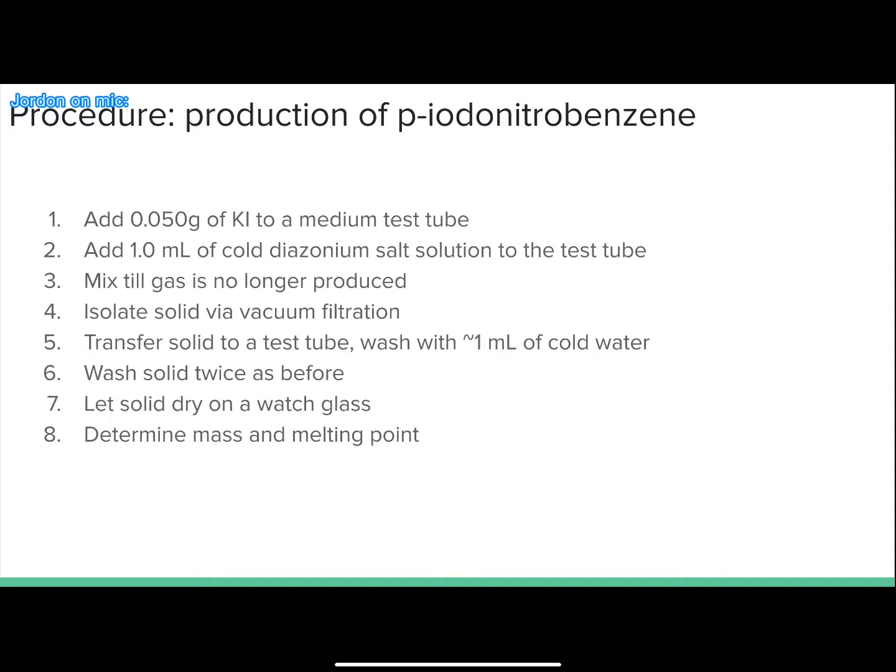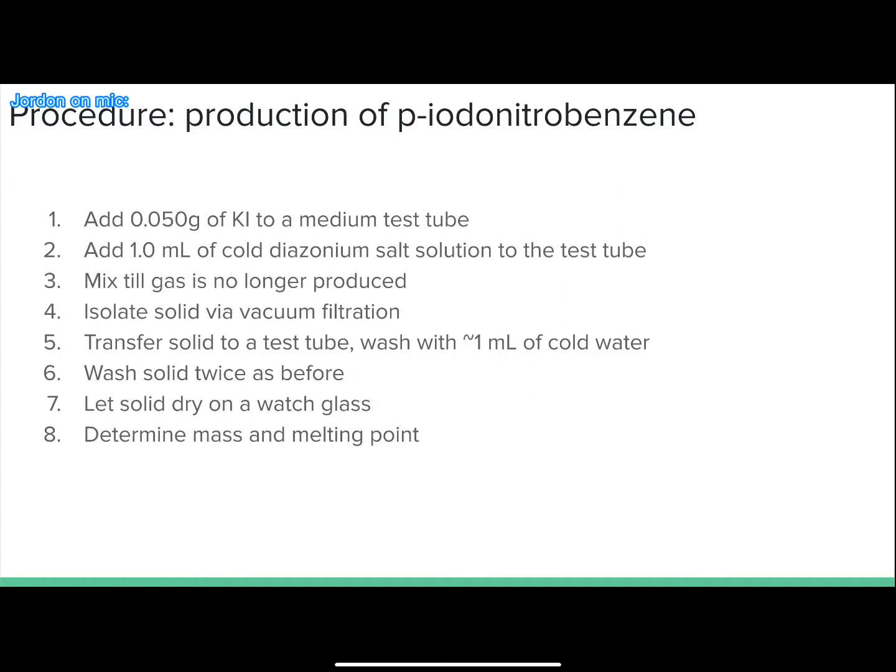Step 2. Add 1 milliliter of the cold diazonium salt solution to the test tube. Step 3. Mix till the gas is no longer produced. Step 4. Isolate the solids via vacuum filtration. Step 5. Transfer solids to a test tube and wash with approximately 1 milliliter of cold water.